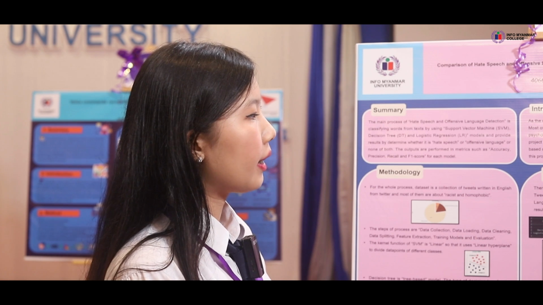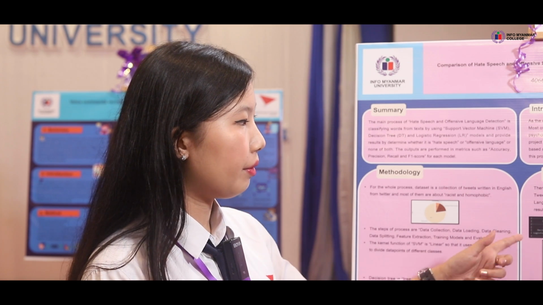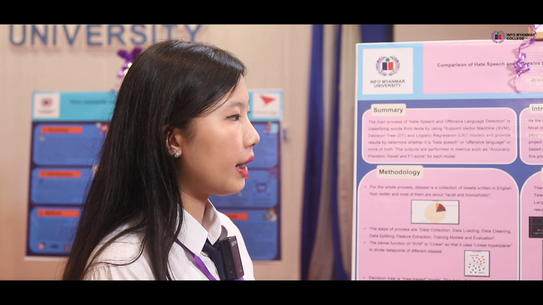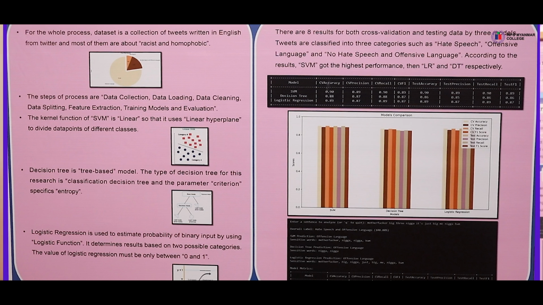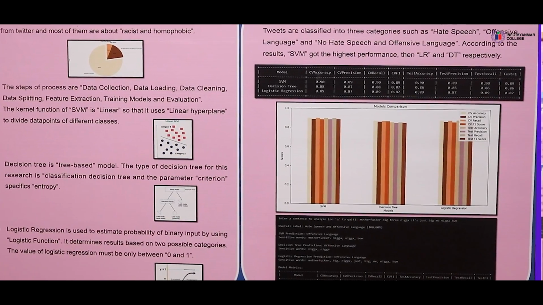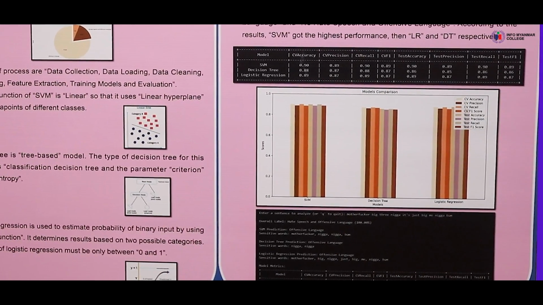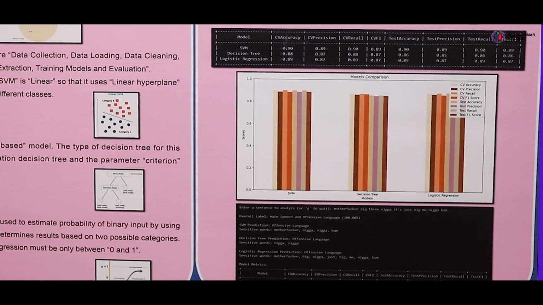And for the result and evaluation, we can see results for both cross-validation and testing data. Cross-validation is used to get more accurate and strong results by using the three models, and all the results are shown with metrics to show the performance, namely accuracy, precision, recall, and F1 score. And the graph version is also shown below.